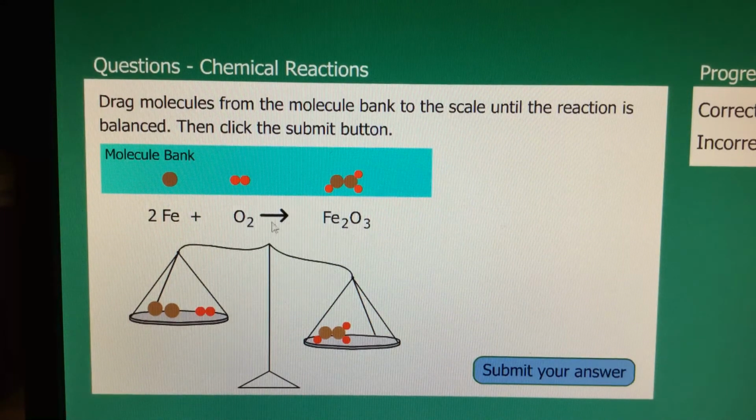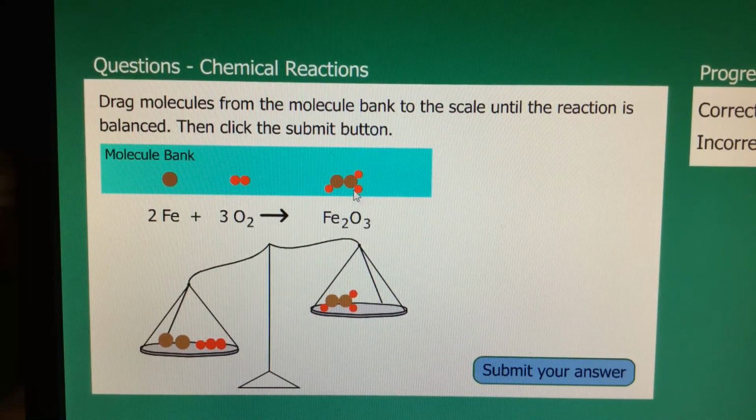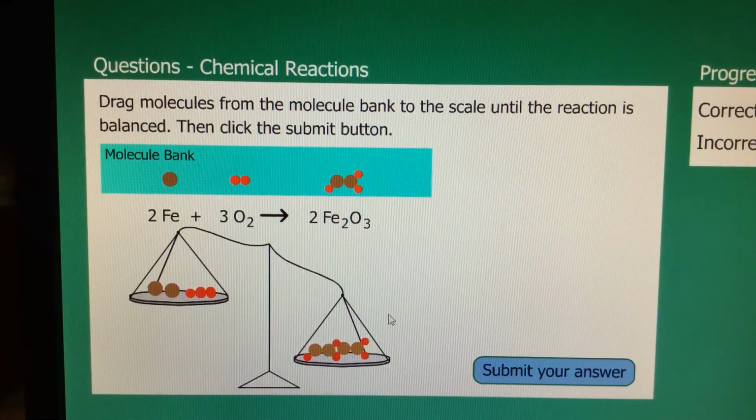So I'm going to have to cross multiply these basically because I need an even number. So I'm going to have to put 3 oxygen diatomic molecules there. Then I'm going to need 2 of these. I'll need another one of this iron oxide. All right. So we're almost there.